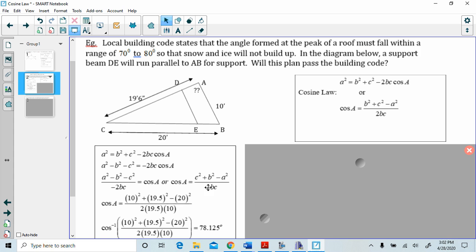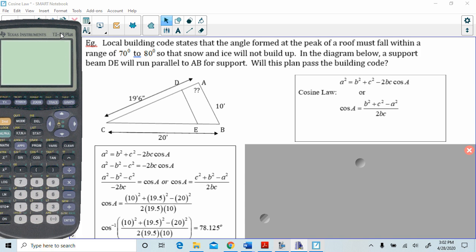Okay, when we're looking at side length a, that here is given as 20 feet. So we're going to put 20 feet there, and then we're going to divide by 2 times bc in this case. Again, b was 19.5 feet, and c was 10 feet. So we sub that into this equation, and then we just work it out. So let's work it out on the calculator here.